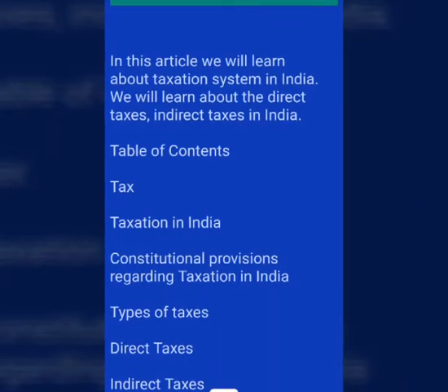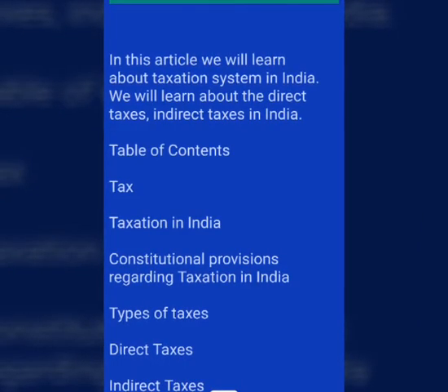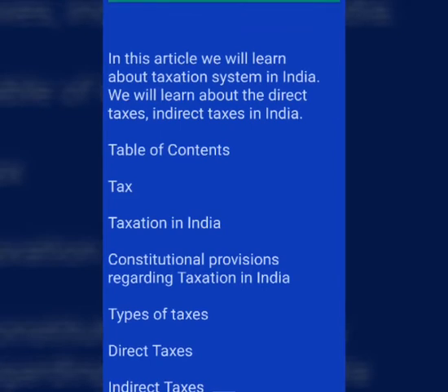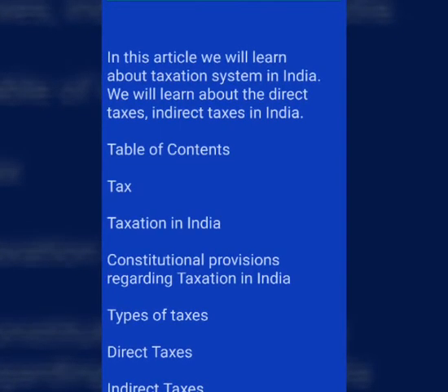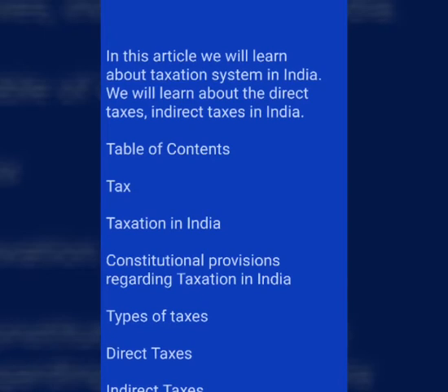In this article we will learn about the taxation system in India. We will learn about the direct taxes and indirect taxes in India. Table of contents. Taxation in India.